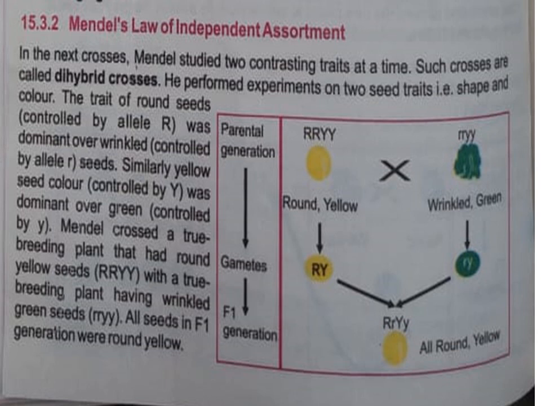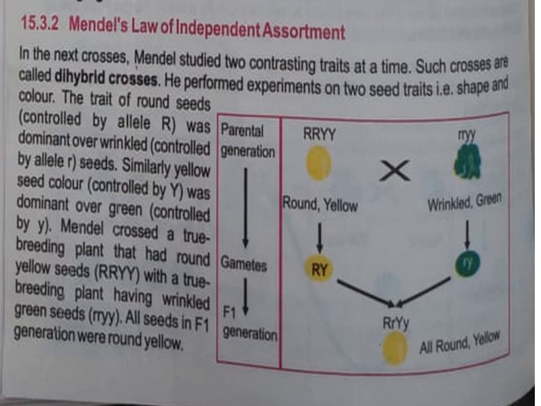The next is Mendel's law of independent assortment. In the next crosses, Mendel studied two contrasting traits at a time. Such crosses are called dihybrid crosses. He performed them on two seed traits, shape and color. Di means two. The trait of round seeds, controlled by allele capital R, was dominant over wrinkled seeds, controlled by allele small r. Similarly, yellow seed color, controlled by capital Y, was dominant over green, controlled by small y.